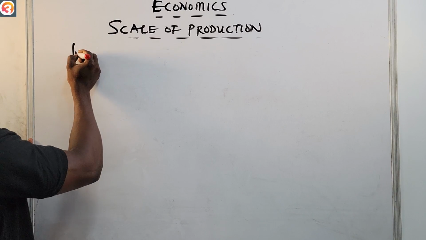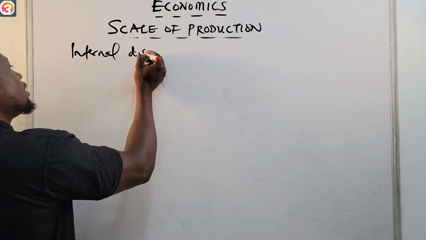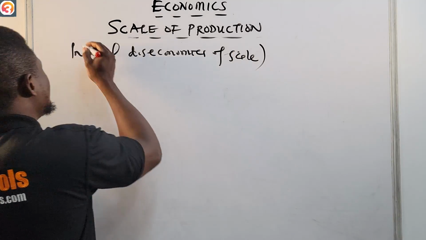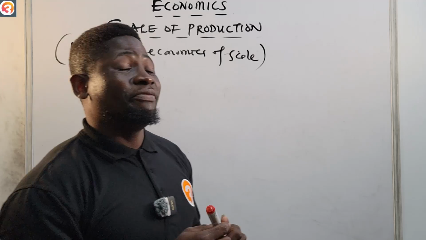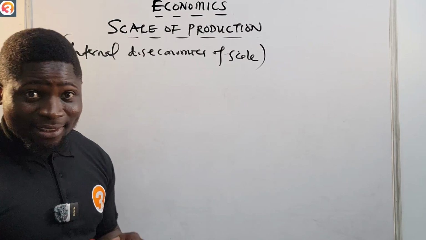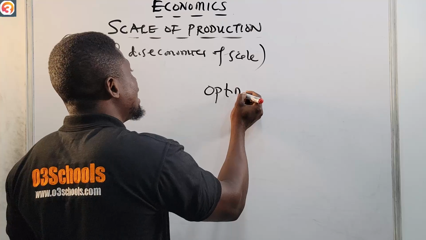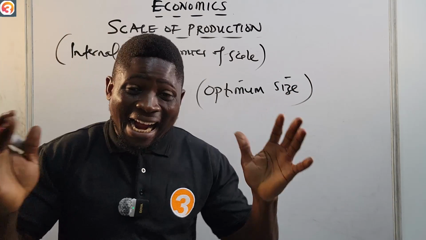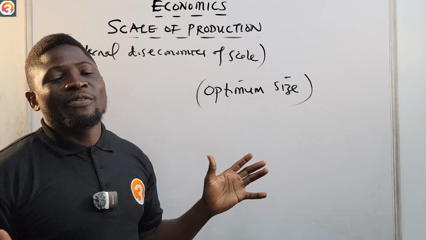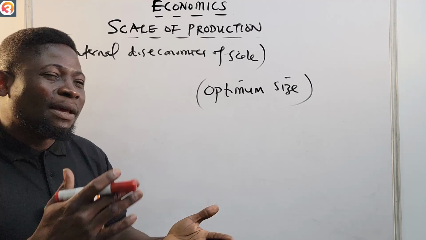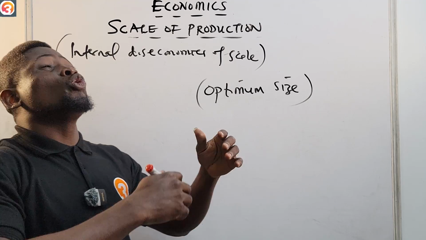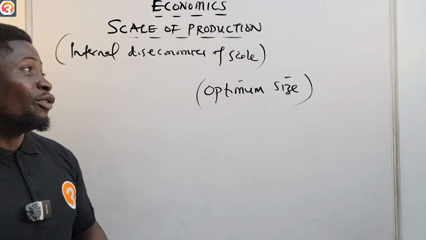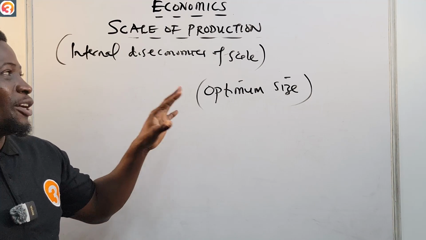So we say that internal diseconomies of scale are the disadvantages that large firms suffer when they expand beyond their optimum size. There is a specific size that is okay for a firm to be, so that it can keep operating efficiently. If it becomes too big, there are so many issues that it can lead to. And of course, these are what we call the internal diseconomies of scale.